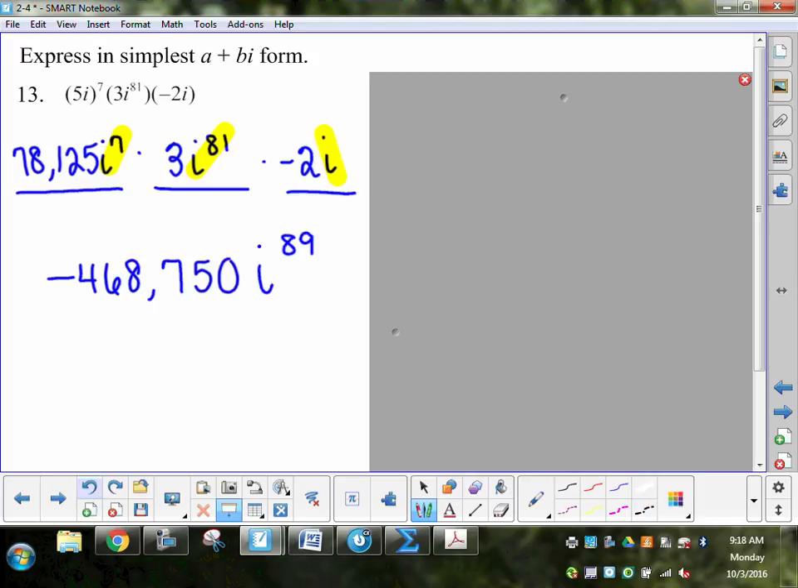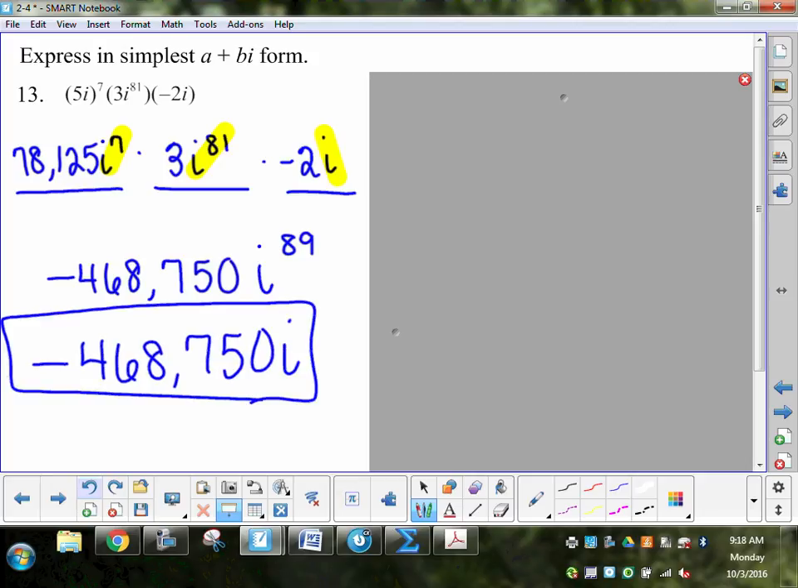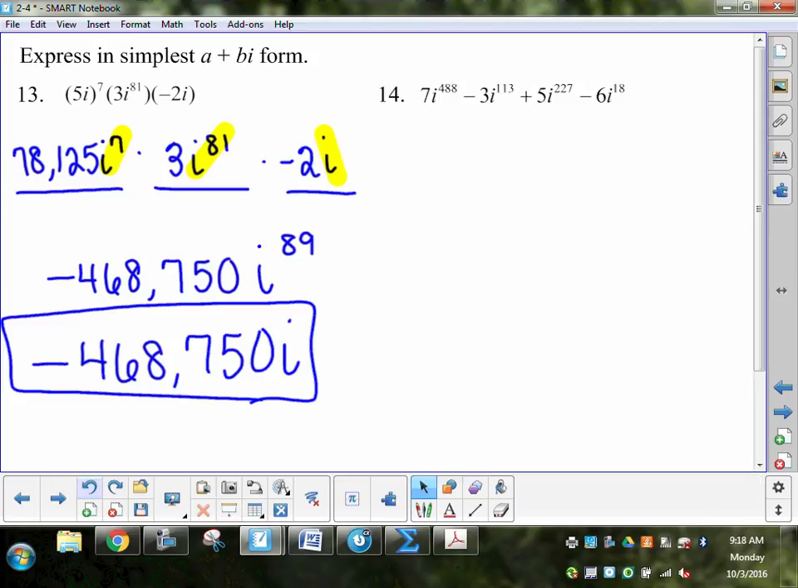Hands up please if you can tell me what i to the 89th power is going to be the same as. We got 1 person, 2. Find a multiple nearby. Terrific. So this would just be negative 468,750i. Questions on that? Let's go and take a look at the next one.